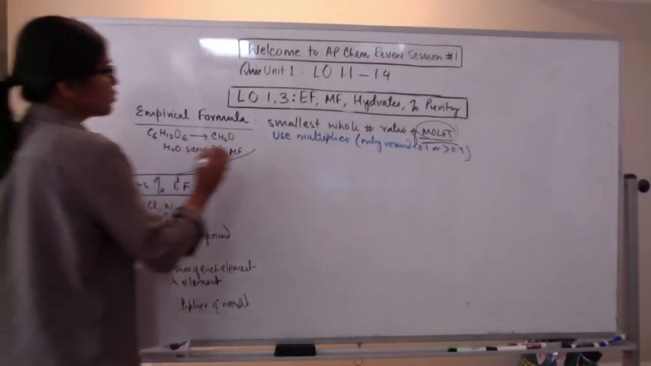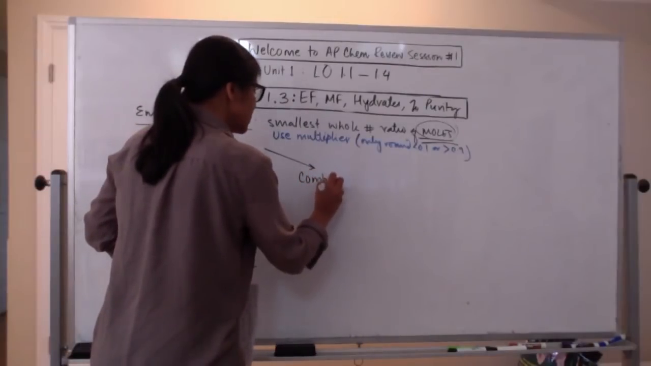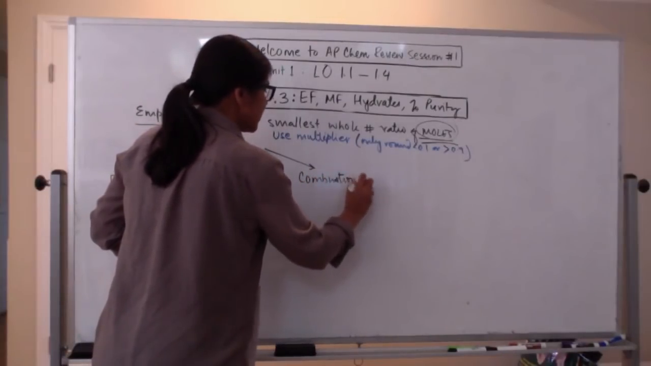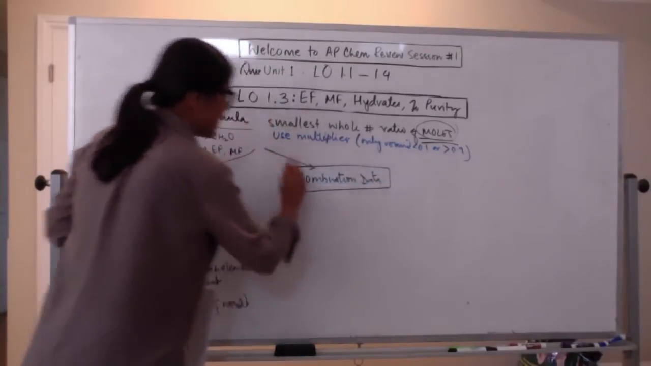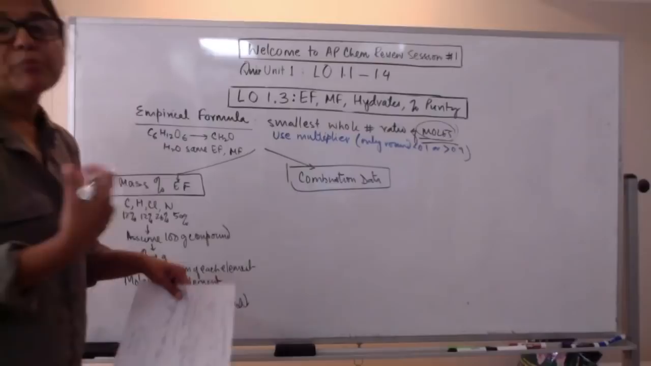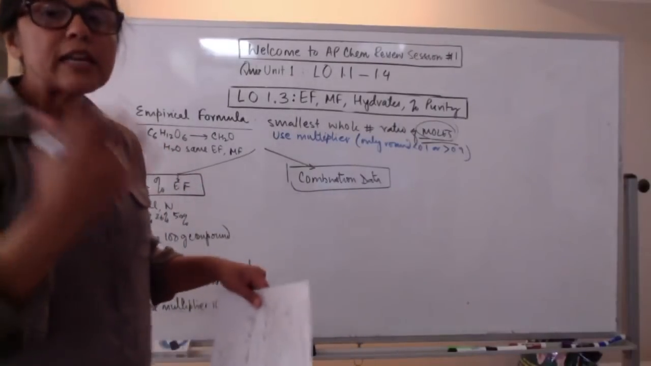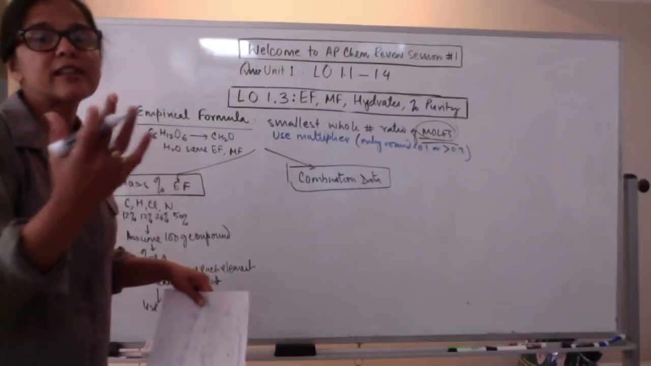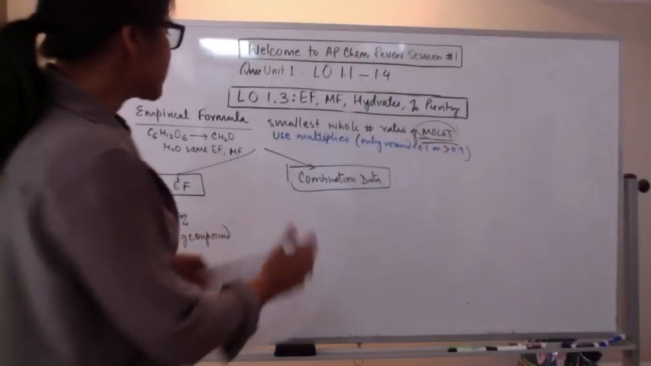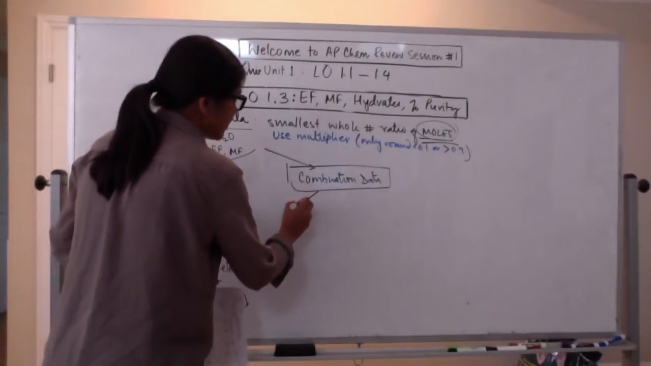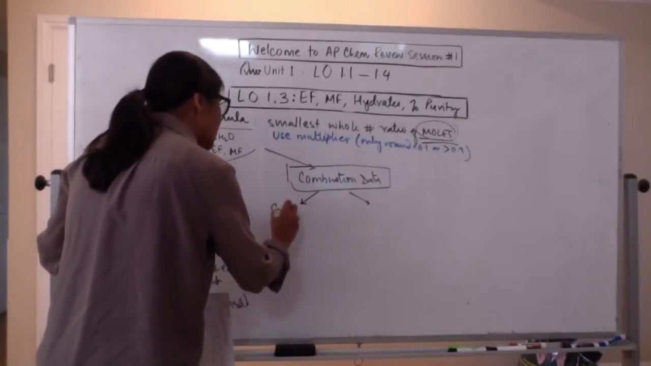Now, sometimes what happens is we use combustion data to get empirical formula. And combustion data means we burn things because most of the compounds have carbon and hydrogen. They can form carbon dioxide and water, and then we can get the moles of carbon and hydrogen from that. And these are applicable for two types of compound, or even more, one type that has only carbon and hydrogen.